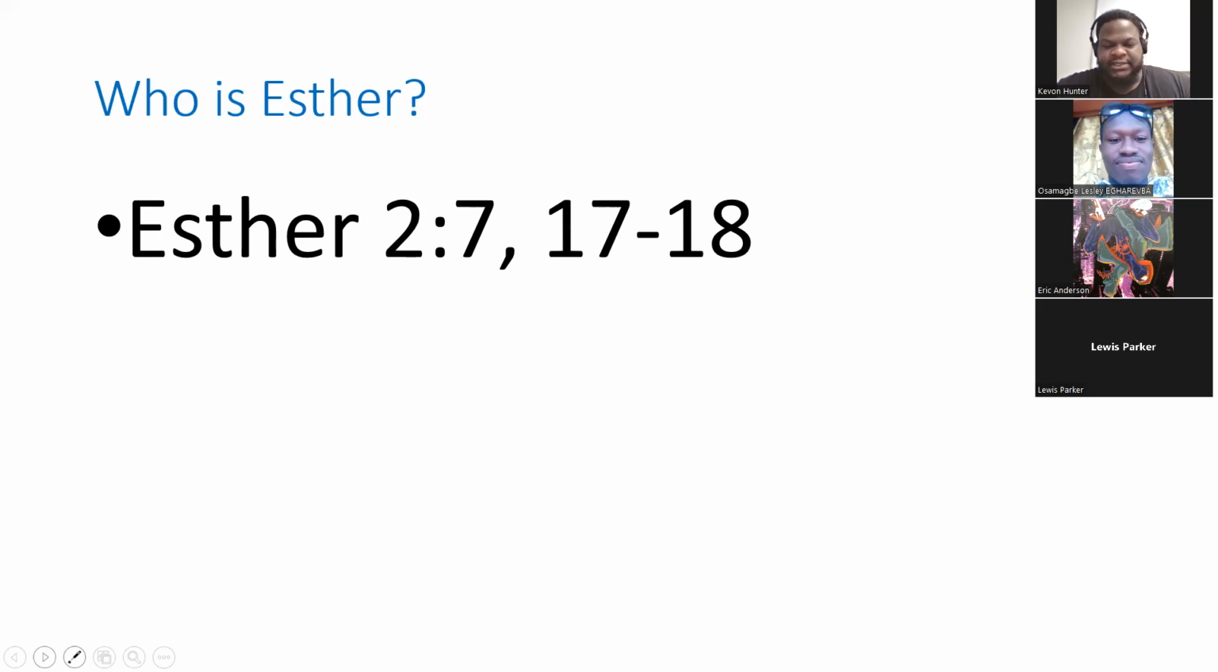Let's skip down to 17 and 18. Now the king was attracted to Esther more than any of the other women, and she won his favor and approval more than any of the other virgins. So he set a royal crown on her head and made her queen instead of Vashti. And the king gave a great banquet, Esther's banquet, for all his nobles and officials. He proclaimed a holiday throughout the provinces and distributed gifts with royal liberality.